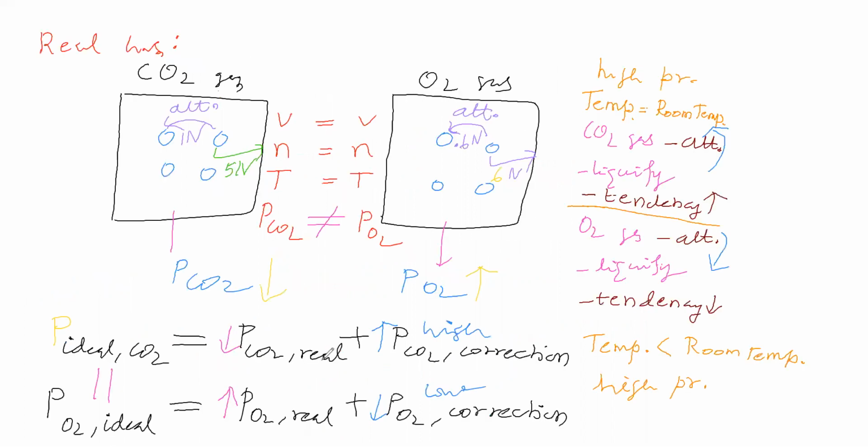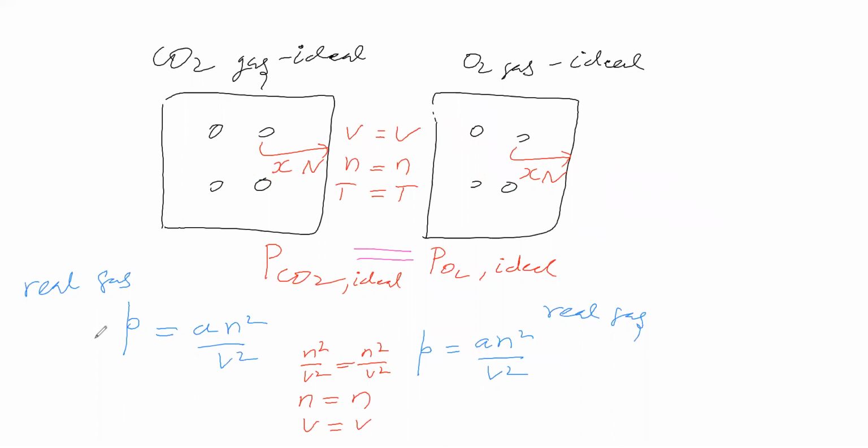If we see the pressure correction, carbon dioxide is having the higher value and oxygen is having the lower value. For carbon dioxide the pressure correction magnitude is high, and for oxygen the pressure correction magnitude is low. N square by V square here and here remains the same.